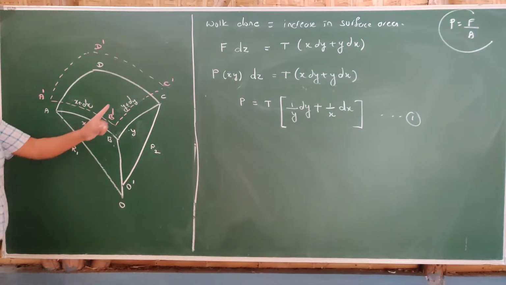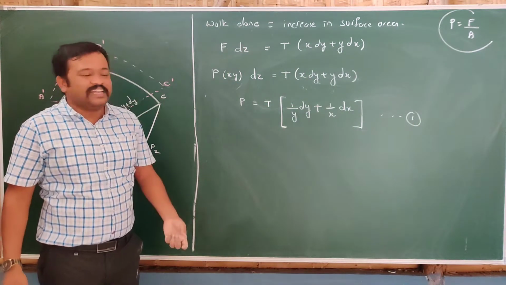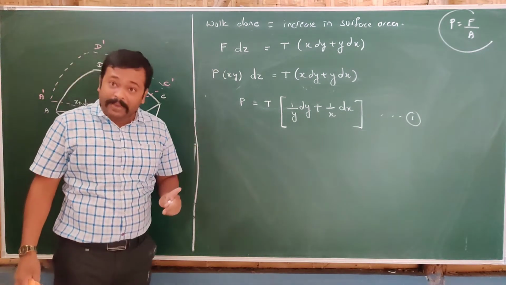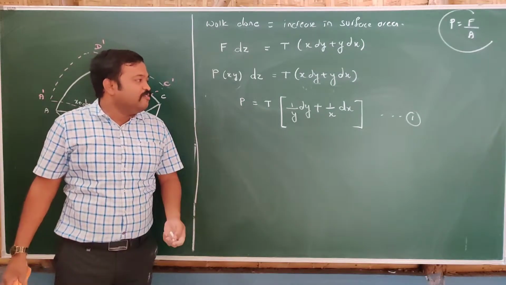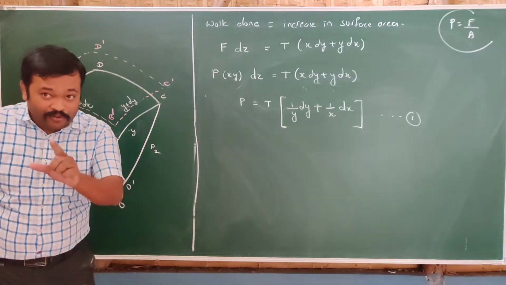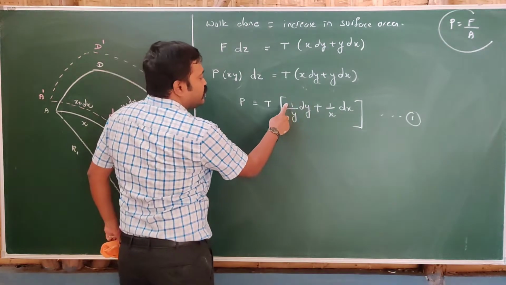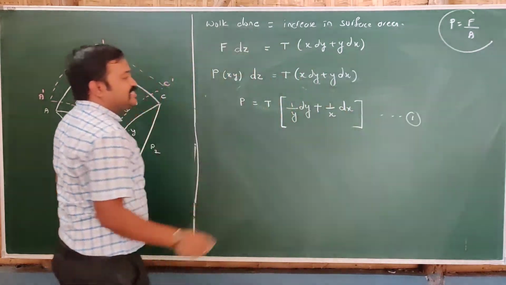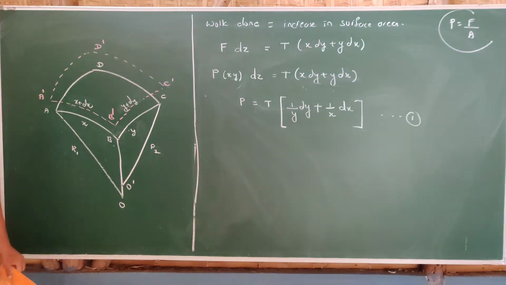So do you understand what I have done? Work done to increase the surface area. So I have got the expression for P is equal to T times (1 by y dy plus 1 by x dx). Now, my next intention is to find the value of this 1 by y dy and 1 by x dx. Let us calculate.